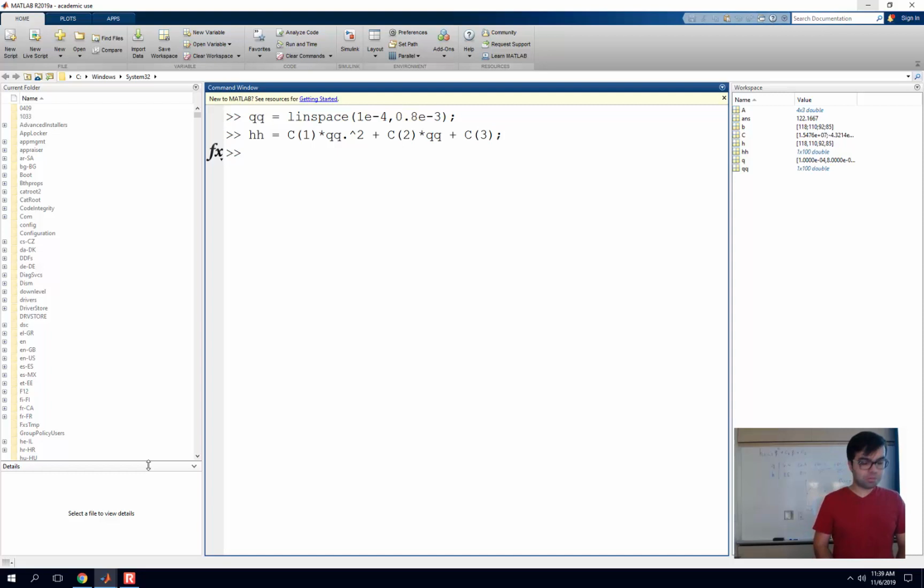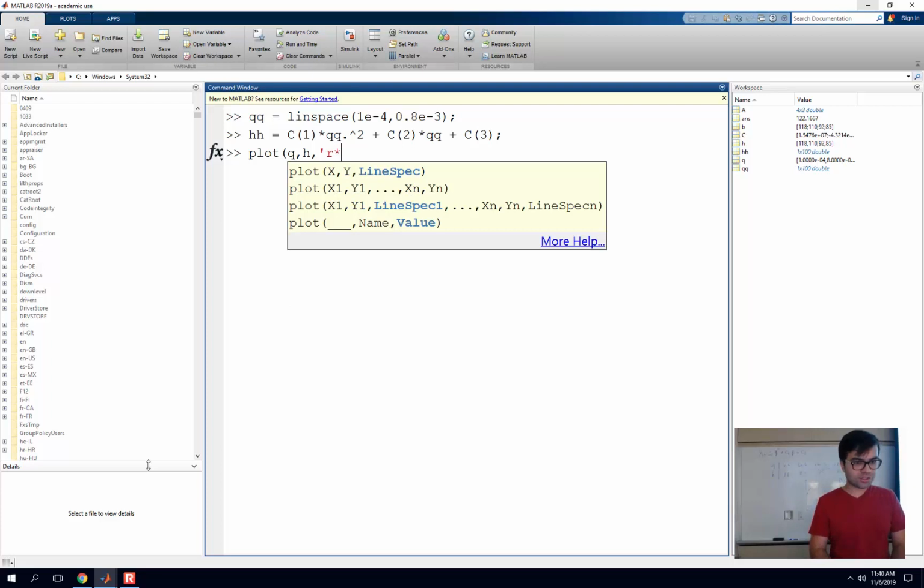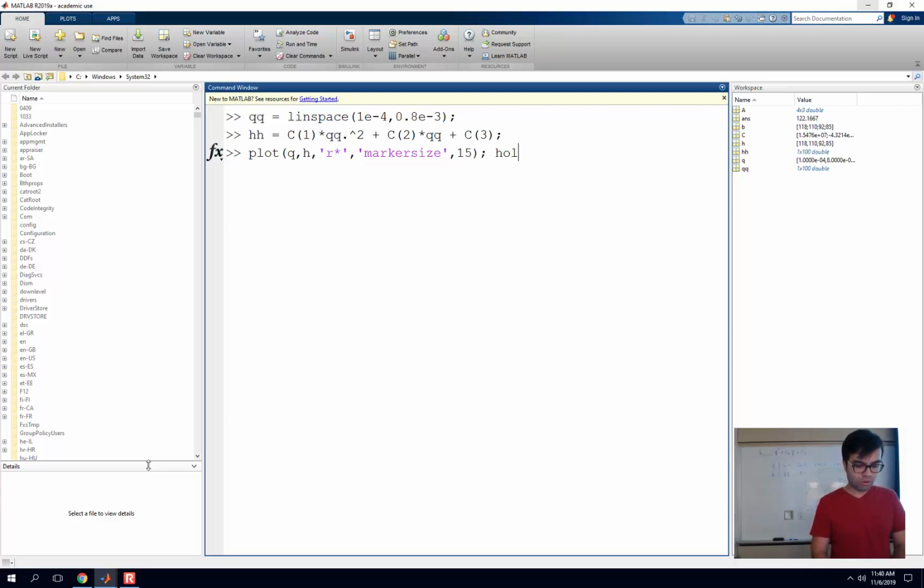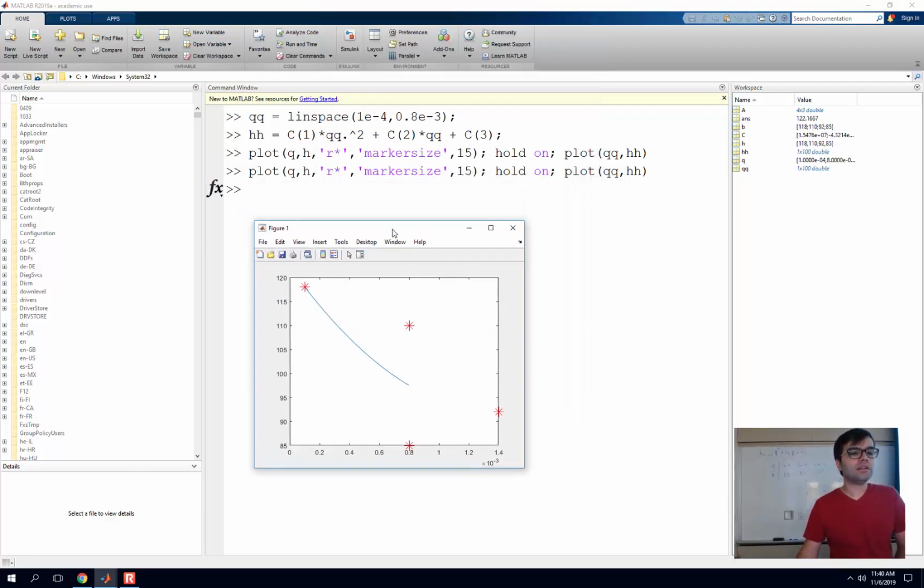Let me put space in between them. So now if I want to plot it, plot Q comma H with red asterisks. If you want to define marker size, feel free to do so. If you don't want it, just don't define anything, and you're going to be fine. Marker size of 15, and then hold on, plot QQ versus HH. Well, I have to remove the previous plot.